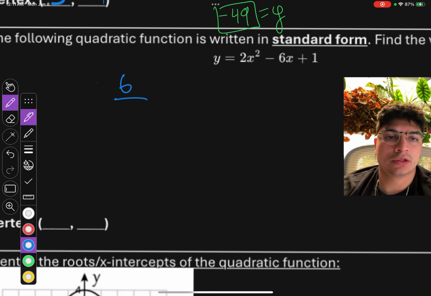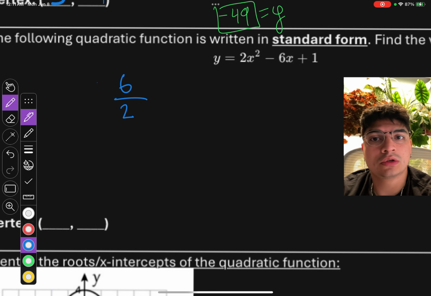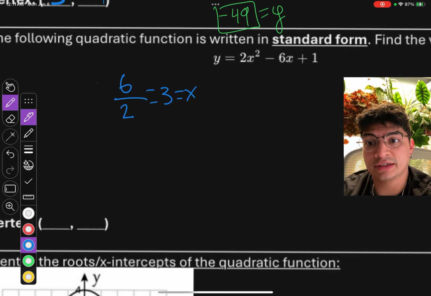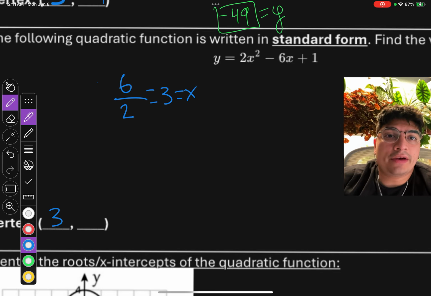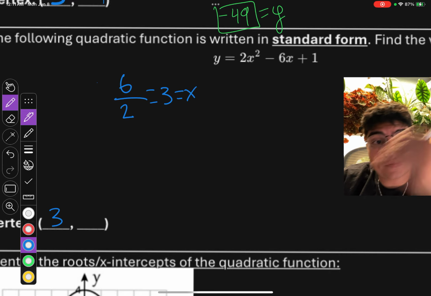Positive 6, because negative b, and we already have a negative, so two negatives make a positive, is positive 6 on the top divided by 2. In this case, 3 is our x. So in this one, we'd have positive 6 divided by 2, which would give us 3. 3 is our x. Let's plug that back into the formula.